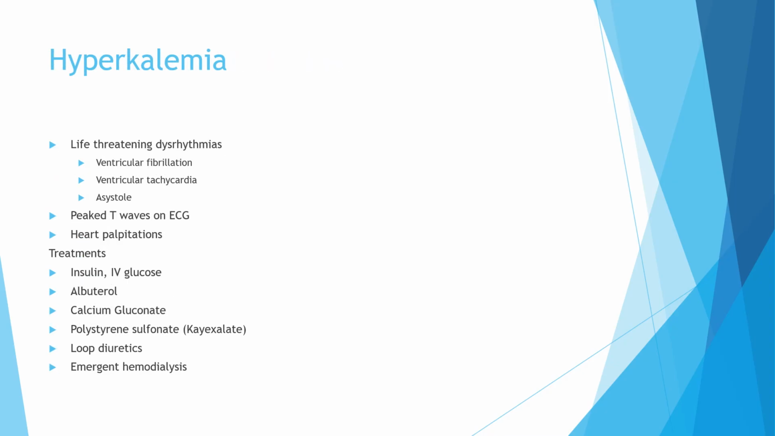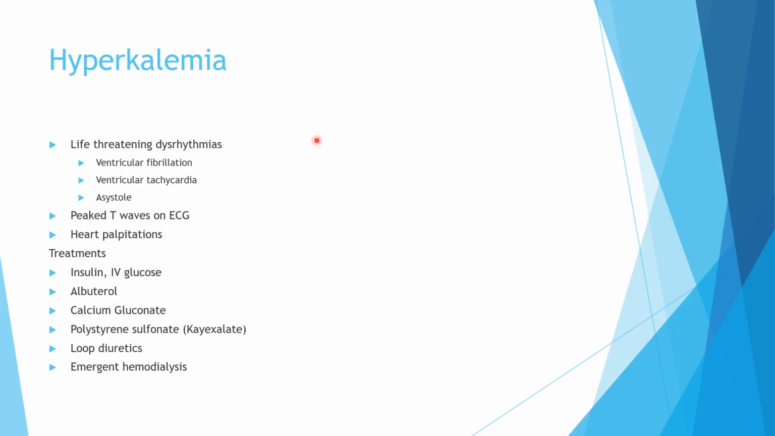So hyperkalemia can lead to life-threatening dysrhythmias, right? We can have ventricular fibrillation, ventricular tachycardia, or even asystole. We're going to see peaked T waves on our ECG, and our patient might be complaining of some heart palpitations. So if somebody comes with an acute kidney injury and they are hyperkalemic, we need to treat this first. These patients are going to be placed on a telemonitor. They're going to be brought to a step-down unit or the ICU, depending on what their potassium level is. They're getting close observation, and then we're going to correct it.